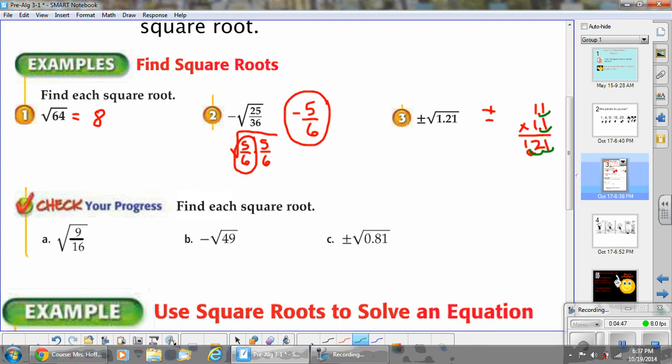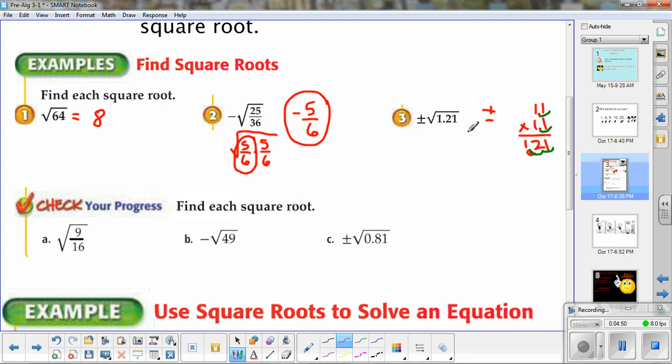So for this particular problem, the square root of 1 and 21/100ths is going to be 1 and 1/10. And it's going to be positive or negative 1 and 1/10 since it has that plus or minus sign in front.